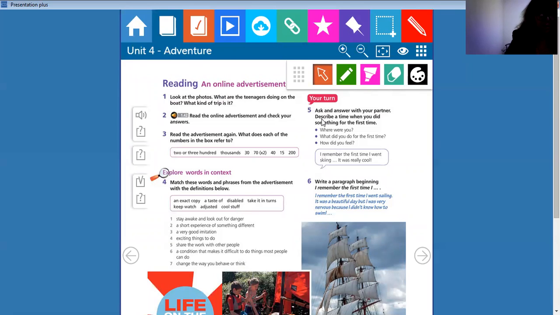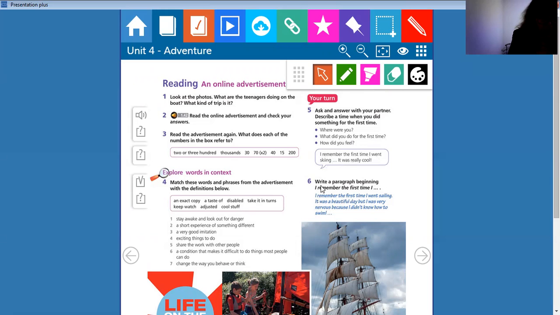Now the next, here you have Your Turn. Ask and answer with your partner. Describe a time when you did something for the first time. Cuando hiciste algo por primera vez. Where were you? What did you do for the first time? How did you feel? For example, I remember the first time I went skiing. It was really cool. Okay? You have to remember an activity that you liked so much.